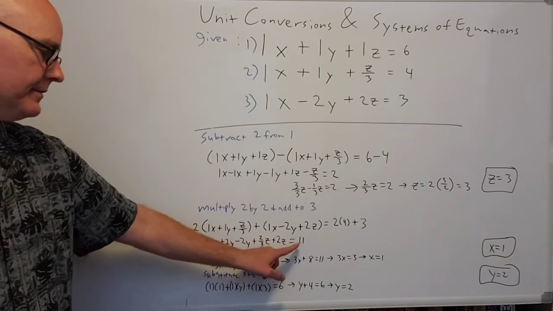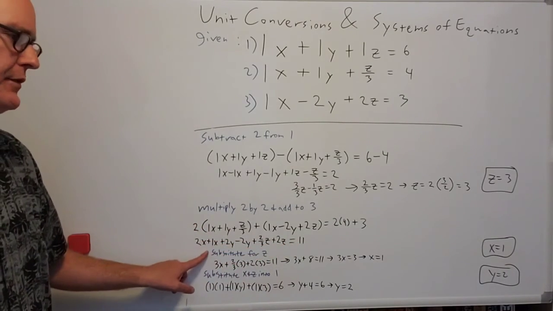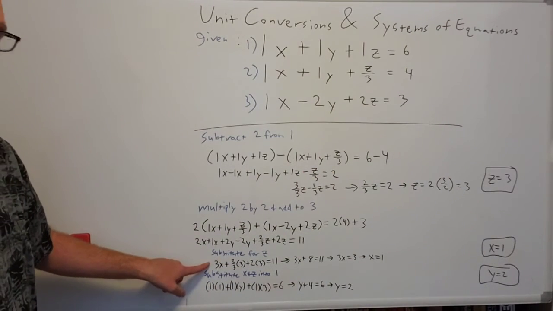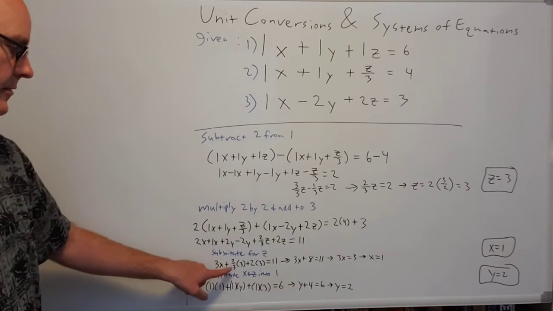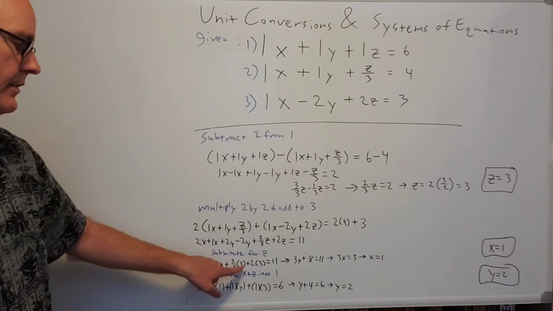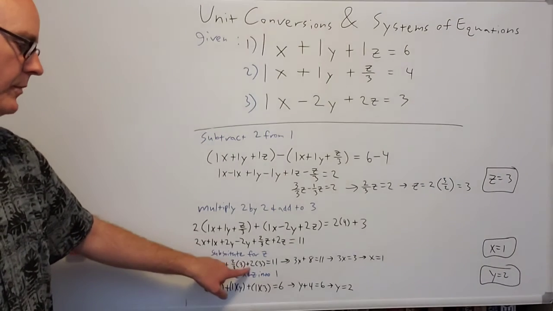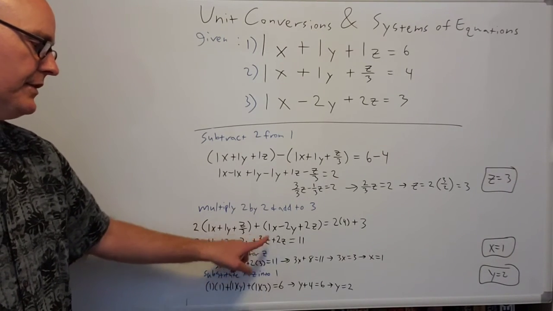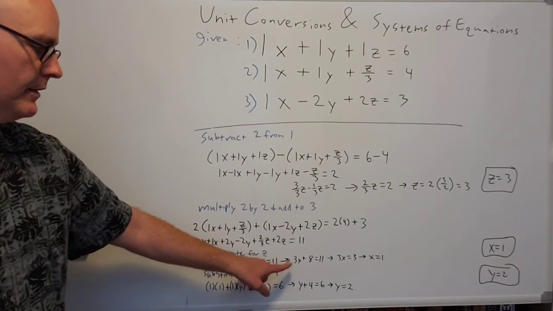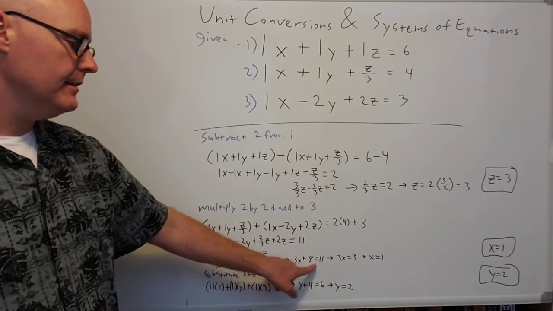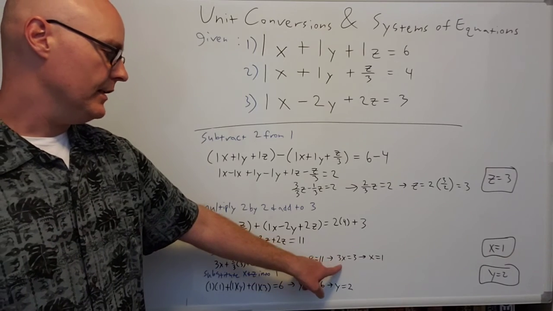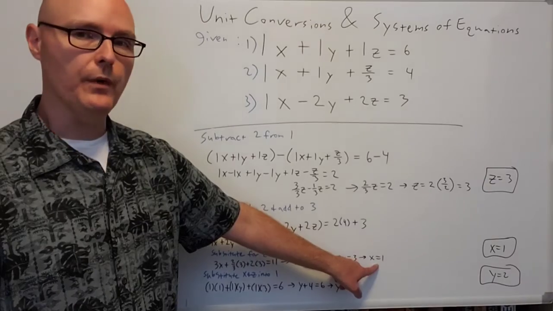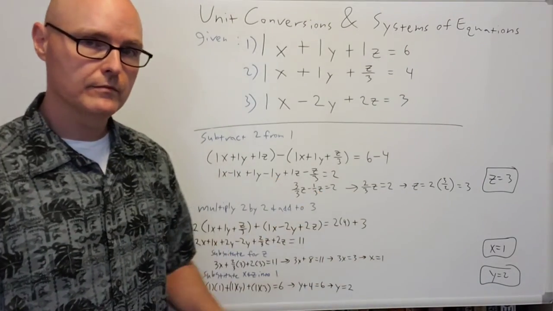So now that I have this, I want to go ahead and substitute in for z because I know that z is equal to 3. So now I have 3x plus 2/3 times 3 plus 2 times 3 is equal to 11. All we do is substitute in for z. Therefore, 3x plus 8 is equal to 11. Therefore, 3x is equal to 3, which means that x must equal 1. So x equals 1.